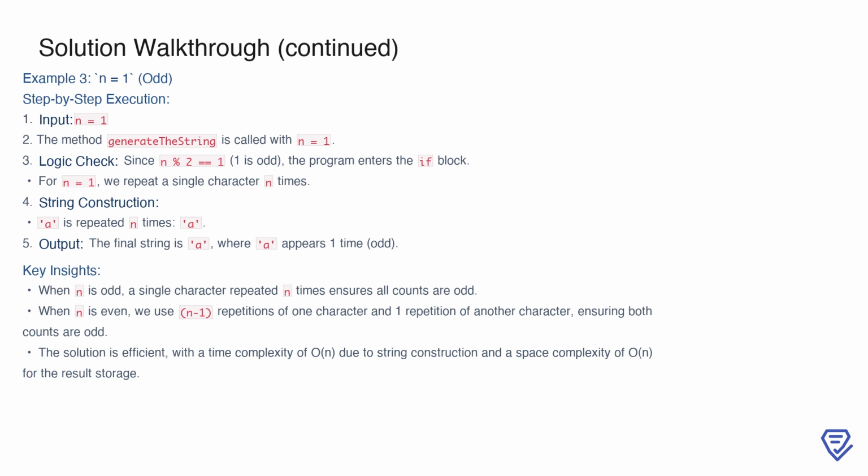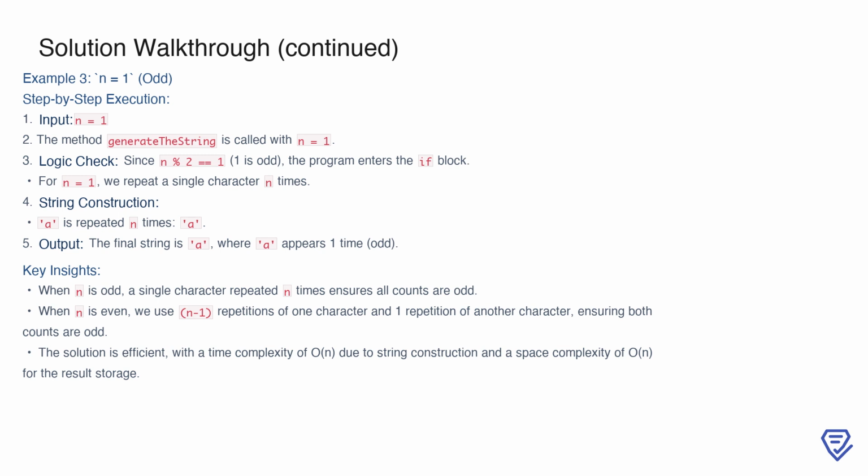Finally, let's look at an example where n is 1, the smallest possible value for this problem. The method generateTheString is called with n equals 1. Since 1 is odd, the program again enters the if block. For this input, we simply repeat a single character n times. Here, a is repeated once, resulting in the string a. This satisfies the requirements, as the character a appears exactly 1 time, which is odd.